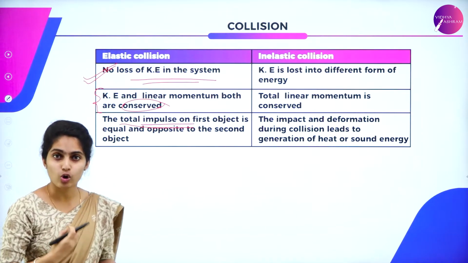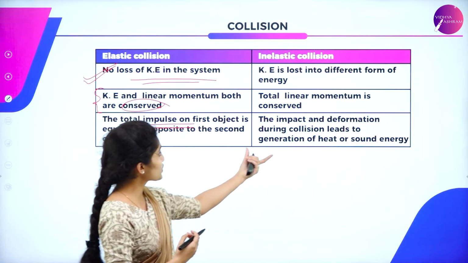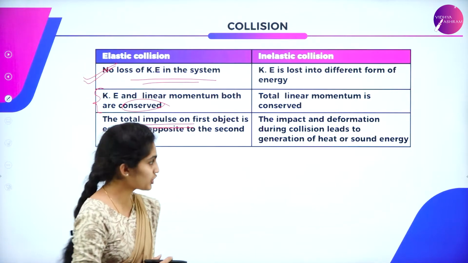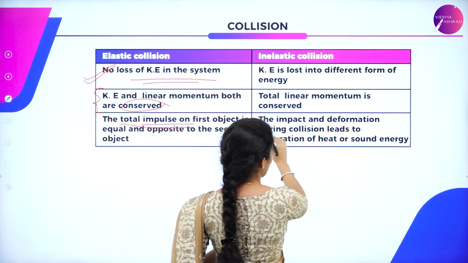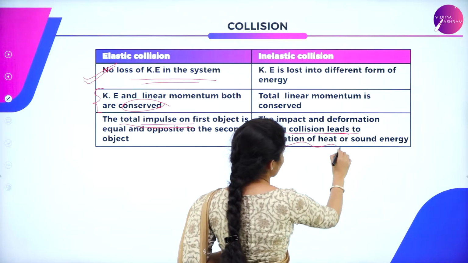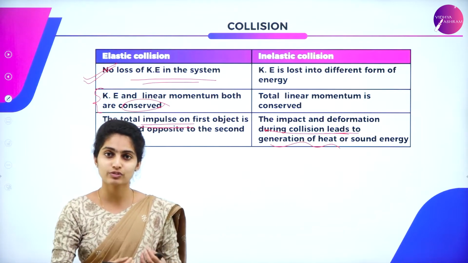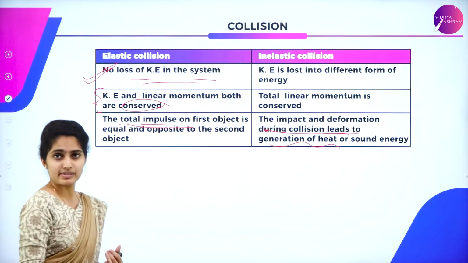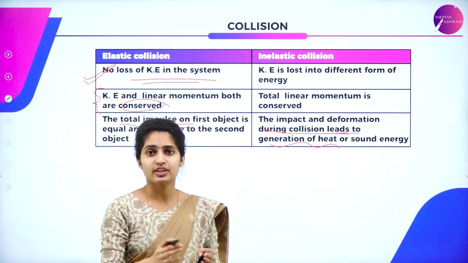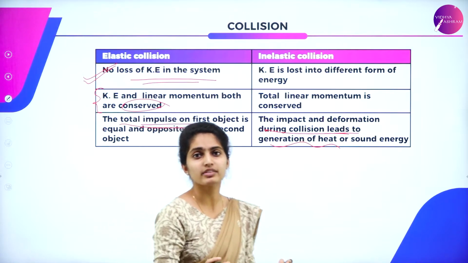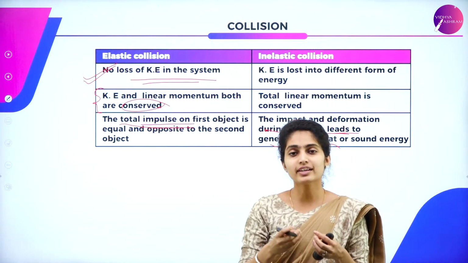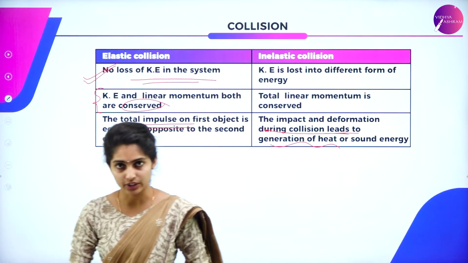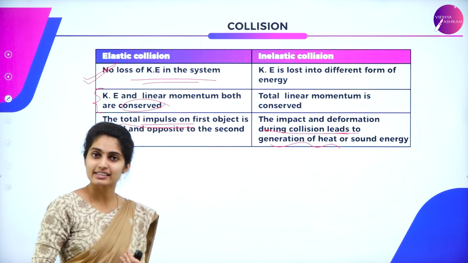Okay, and when it comes to inelastic collision, here the deformation is the one which is having an important role. So here the impact and deformation during collision lead to the generation of heat or sound energy, because of which there is no equal and opposite impulse. Okay, so there is a deletion. That means the energy is lost to some other thing. So because of which it is not having the same conditions as when it had during the initial collisions. These things are about the difference between elastic and inelastic collisions.